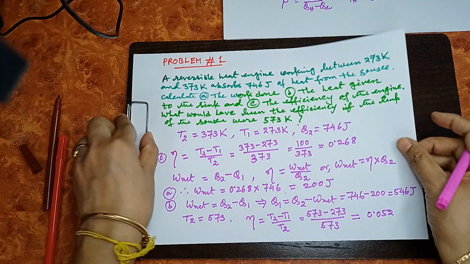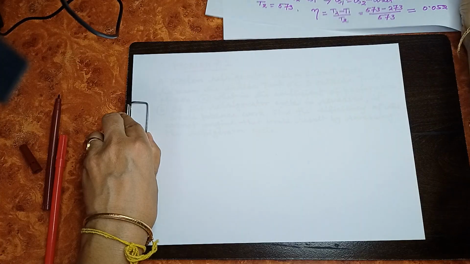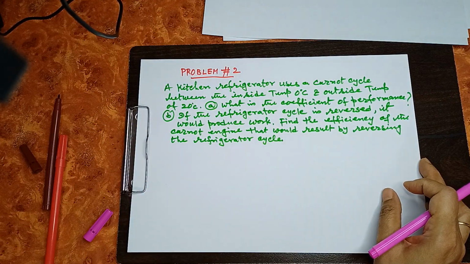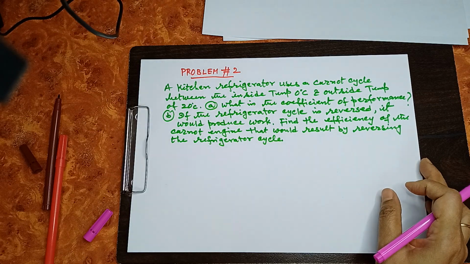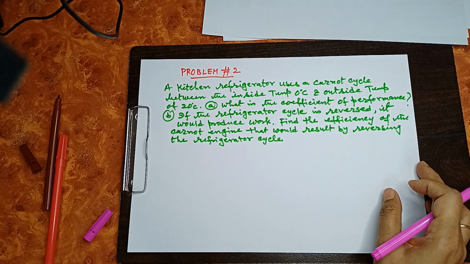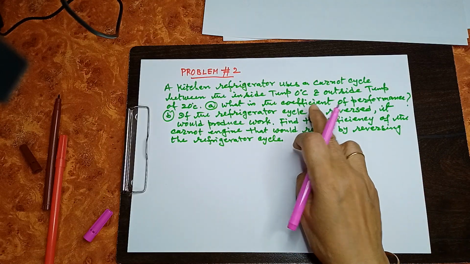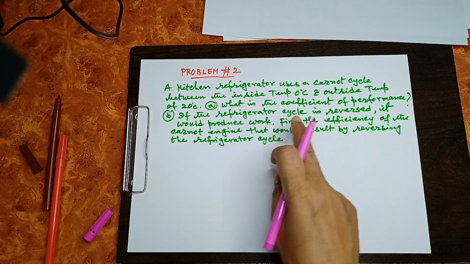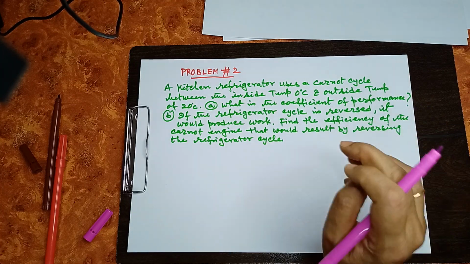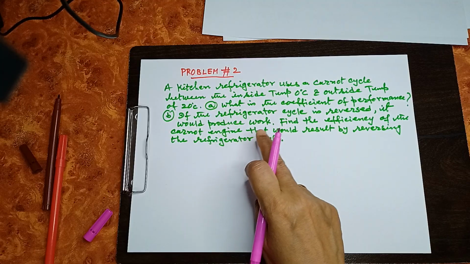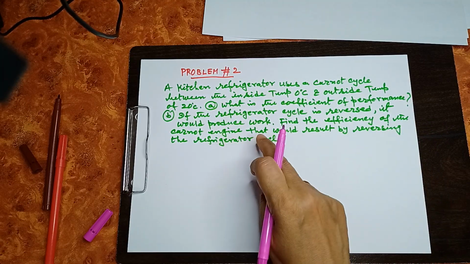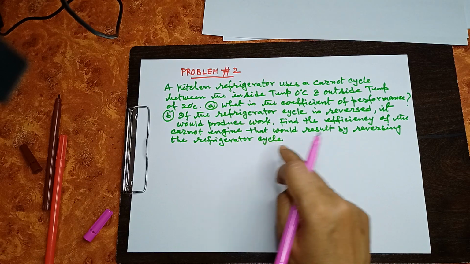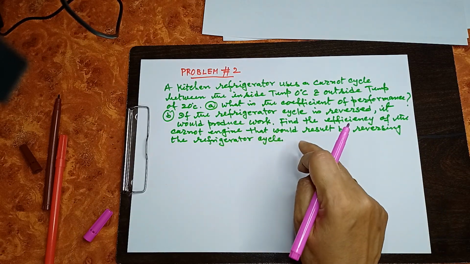Now we'll go to the second problem, problem number 2. A kitchen refrigerator uses a Carnot cycle between the inside temperature of 0 degree centigrade and outside temperature of 20 degree centigrade. Part A, what is the coefficient of performance? It is a refrigerator, that's why coefficient of performance. Part B, if the refrigerator cycle is reversed, it would produce work. Now it will be a Carnot heat engine which will produce work. Find the efficiency of the Carnot engine that would result by reversing the refrigerator cycle.